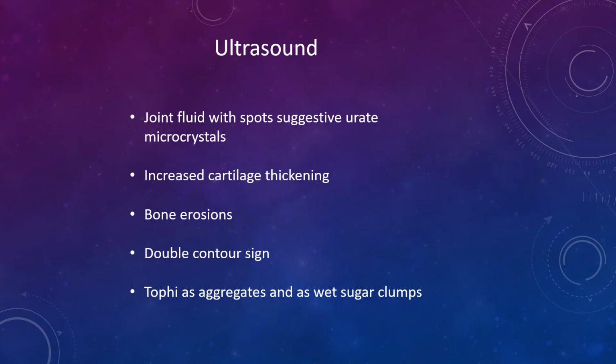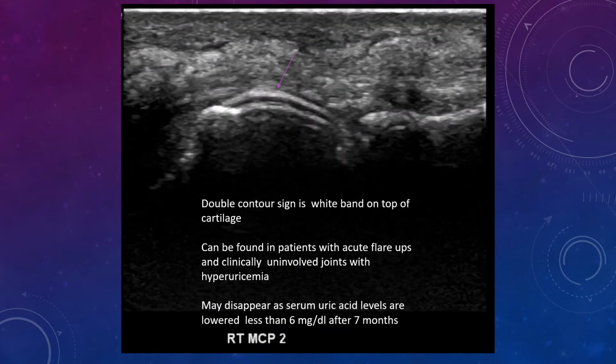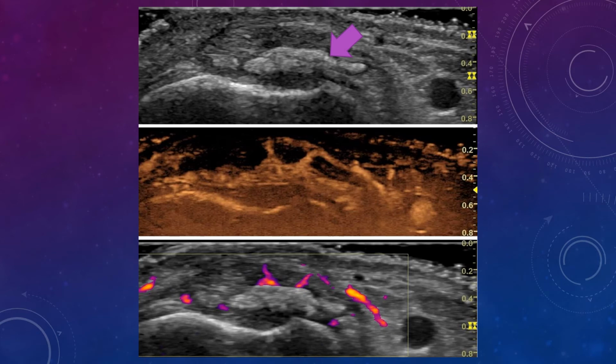Ultrasound can be useful because we can find joint fluid with spots suggestive of urate crystals. There can be increased cartilage thickness and bone erosions. There could be a double contour sign in tophi. This is a double contour sign, which is a white band on top of the cartilage. This sign can also be found in acute flare-ups and can sometimes be found in clinically uninvolved joints. That means you could have hyperuricemia without symptoms, and you may be able to find this. One problem with this is if the uric acid levels are controlled to less than 6 after 7 months, it may disappear.